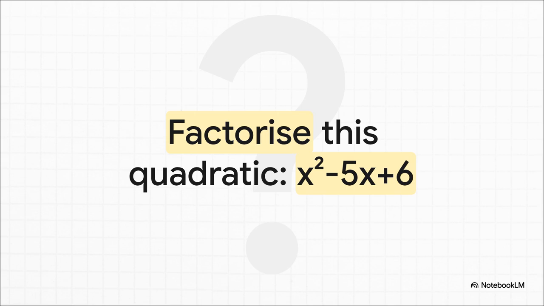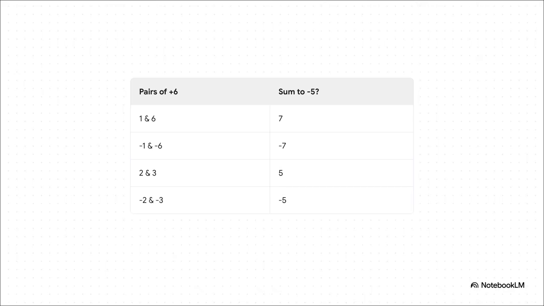Notice how the number, the coefficient, in front of the x squared is simply an invisible 1? When it's just a 1, we call it a simple quadratic. But how exactly do we split this three-part puzzle into two neat little brackets? We use what I like to call the number puzzle strategy.